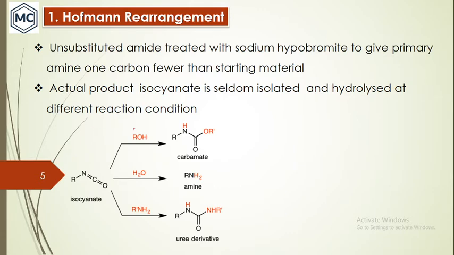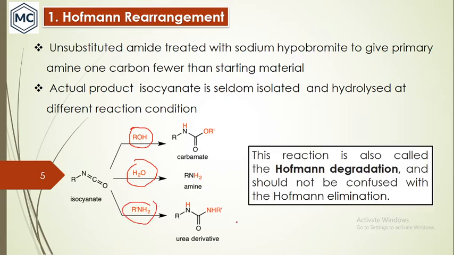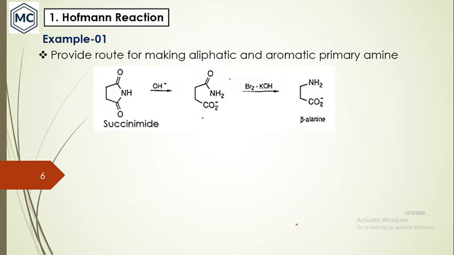If you are using alcohol in hydrolysis, you get carbamate. This is carbamate. If you are using water, you get amine. And if you are using amine for hydrolysis, you get a urea derivative. So this reaction is also called Hofmann degradation reaction, because there is one carbon less in the product, and it should not be confused with the Hofmann elimination. It provides a route for making aliphatic and aromatic primary amines.